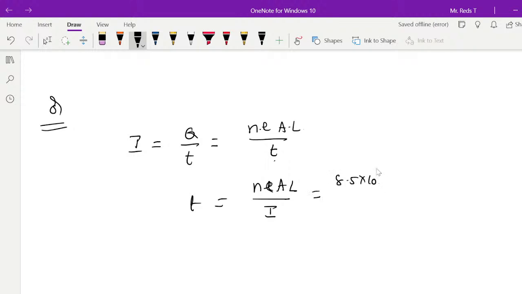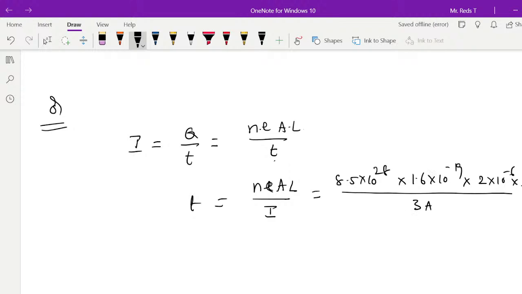If you substitute, n, the number of charge carriers per unit volume, is 8.5 into 10 to the power 28, the charge of each carrier is 1.6 into 10 to the power minus 19 coulomb, the area is 2 into 10 to the power minus 6, and the length is 3 meters, divided by the current in the conductor, 3 ampere. This is the simplest way of calculation.